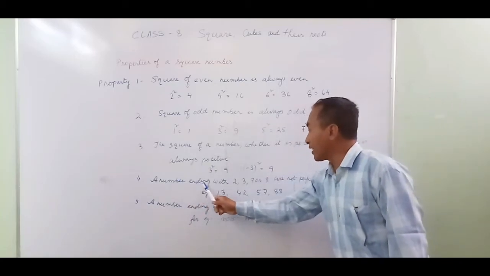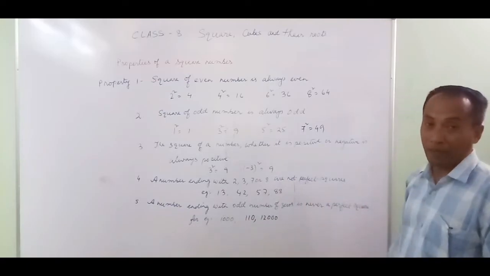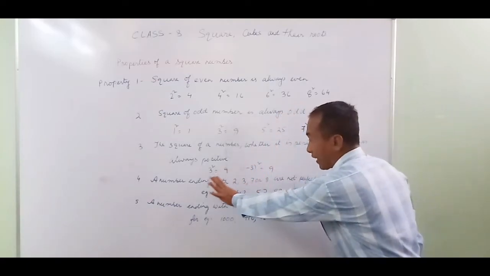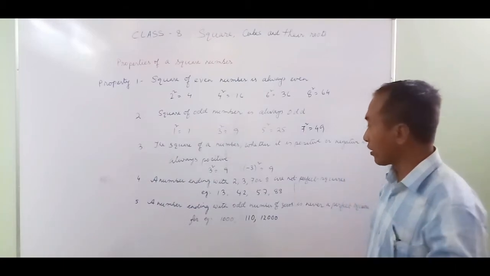A number ending with 2, 3, 7, 8 is not a perfect square. So if you know the properties very nicely, you can recognize whether a number is a perfect square or not.